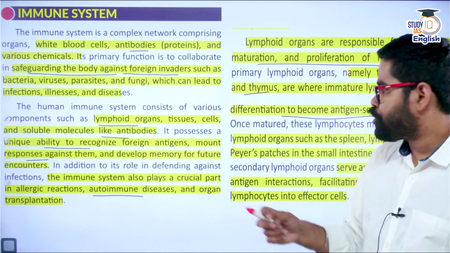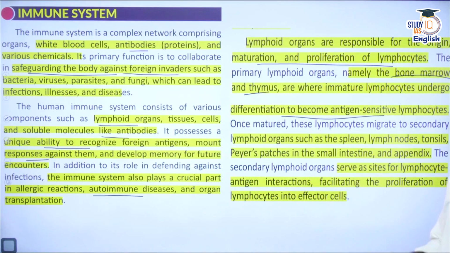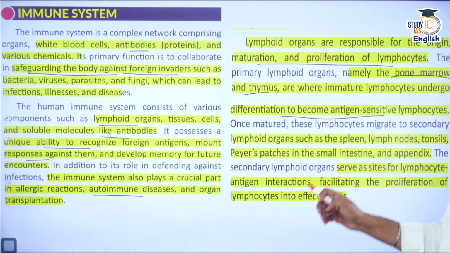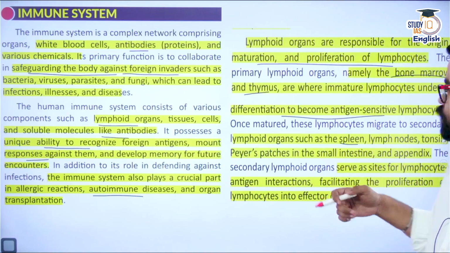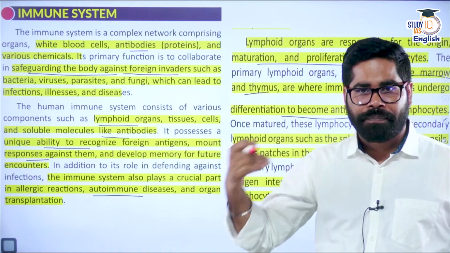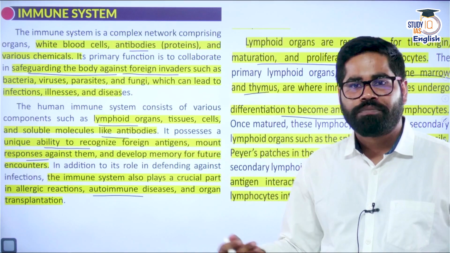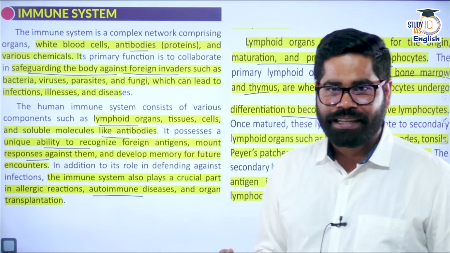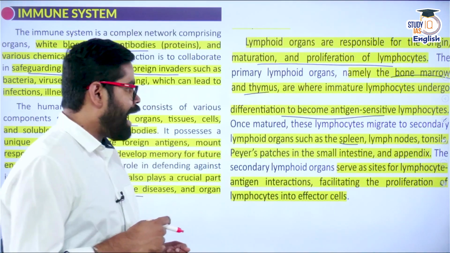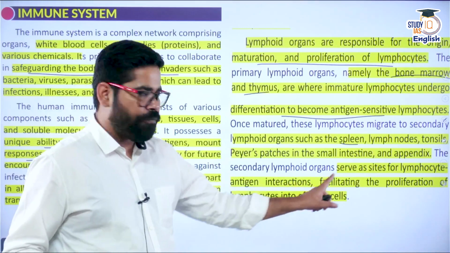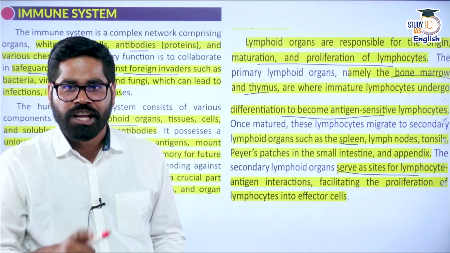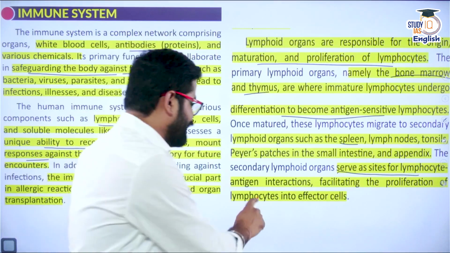Once they have matured, they move to the secondary lymphoid organs. We have some secondary lymphoid organs in the body, like the spleen, lymph nodes, tonsils, and Peyer's patches. Once the lymphocytes are prepared and matured, they move to the secondary type of lymphoid organs. And what are the secondary lymphoid organs doing? They basically serve as the site for lymphocyte-antigen interaction.